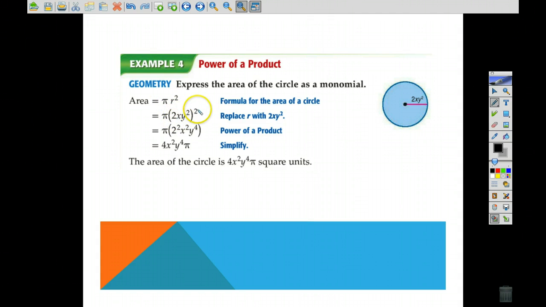So now you have a power of a power. So 2 to the second power is 4. Notice this pi doesn't change. It doesn't involve this pi because it's not in the parentheses. So 2 to the second power, x to the second power, y squared to the second power. So 2 to the second power is 4, x squared, and y to the fourth power, pi. So there's your area of the circle.